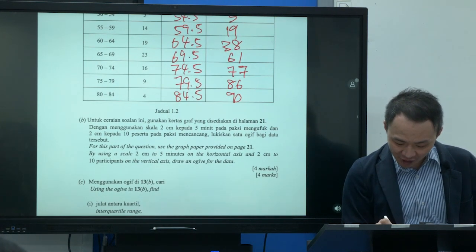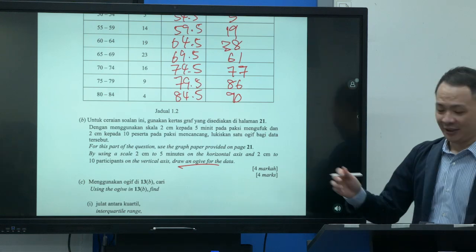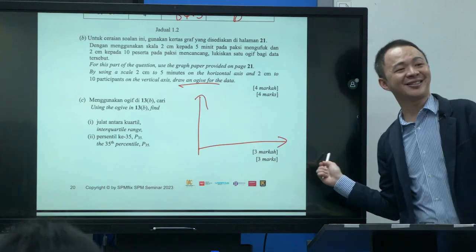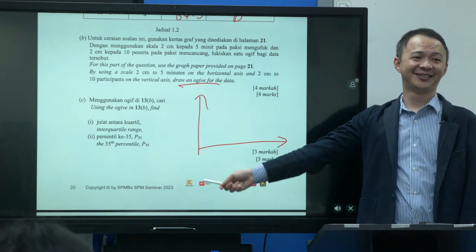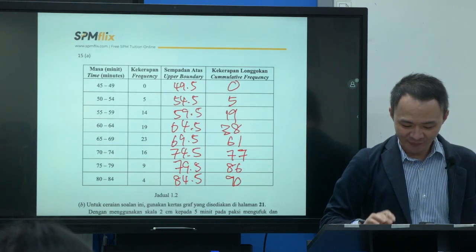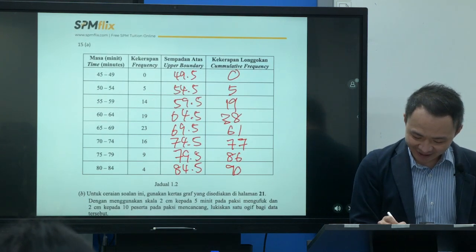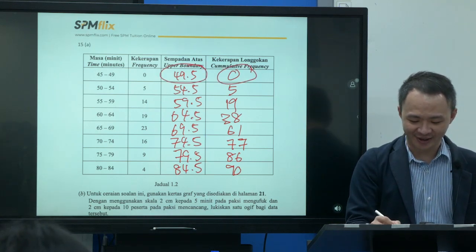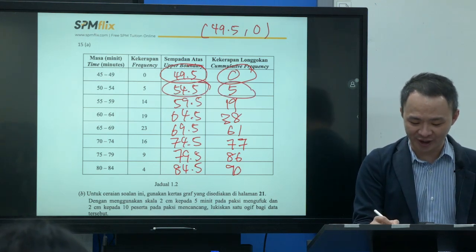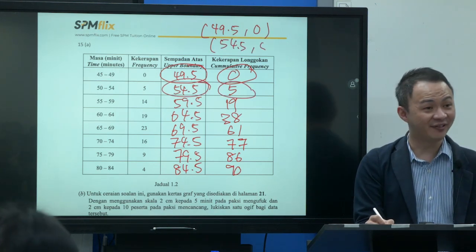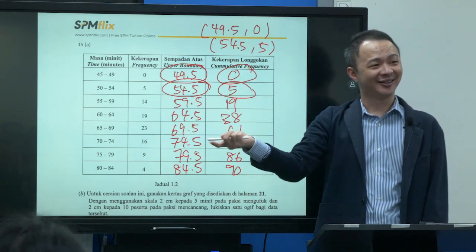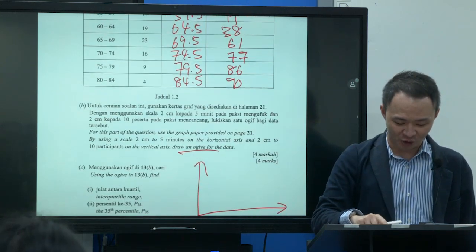Then they want you to draw the ogive. For the ogive, just now I said what we put for X: we put the upper boundary again, sempadan atas. So you see your coordinates like this. This is your X coordinate, this is your Y coordinate. So it's 49.5, kosong. 54.5, 5. Do you see? It's your coordinate. Then you plot the coordinates and draw your graph accordingly.